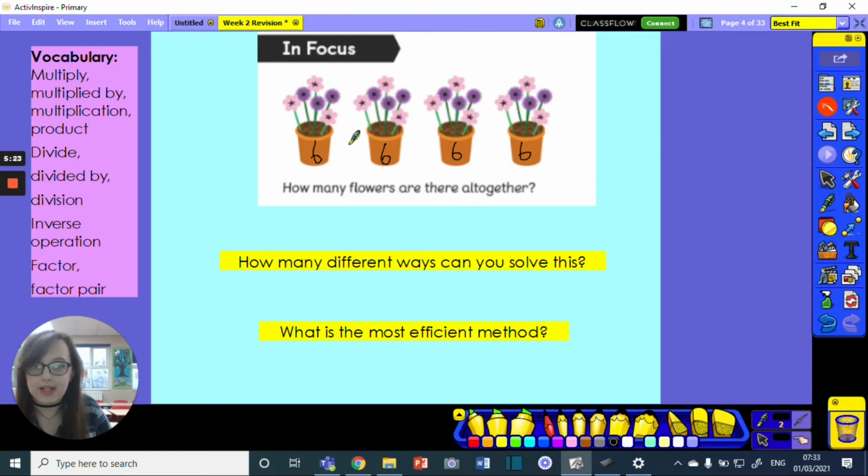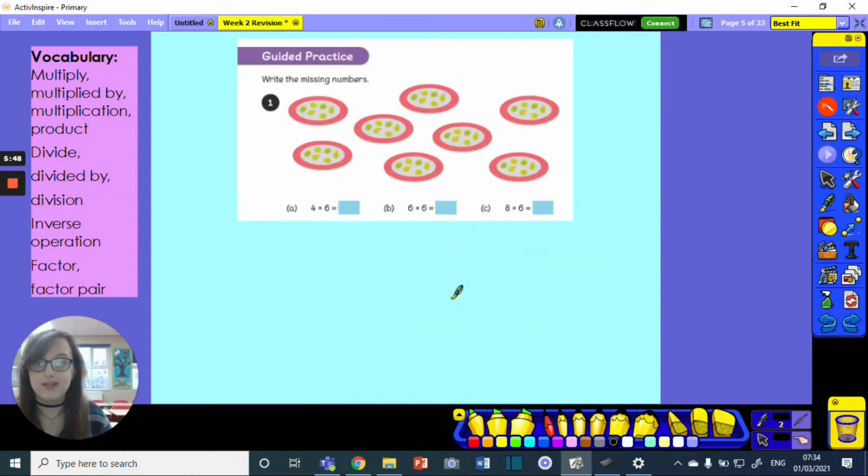Now I could add these up, but that's going to be a little bit slow. 6 add 6, that's 12. Add 6 is 18. Add 6 again is 24. If I want to be the most efficient, I can just do 4 lots of 6. 4 times 6 is 24. And that's going to be the quickest way to get there. But there were lots of different ways that we could have solved this problem. Let's have a look at another.